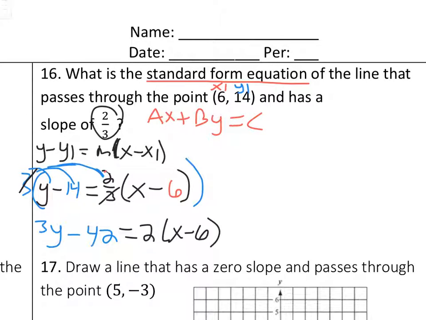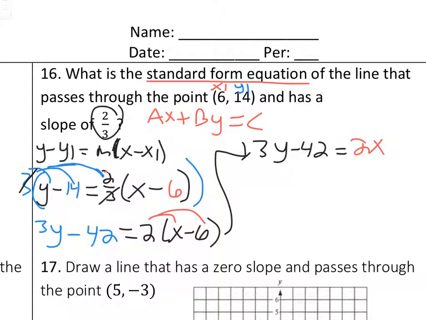Now you're going to distribute that 2 inside the parentheses to get rid of it. Let's rewrite this up here. We got 3y minus 42 is equal to, now when we distribute that 2 in the parentheses, we have 2x, and then 2 times negative 6 gives you negative 12.